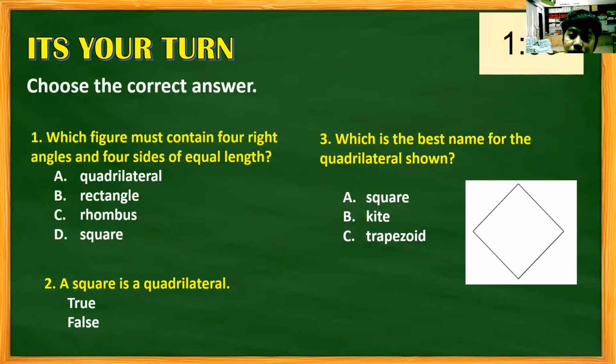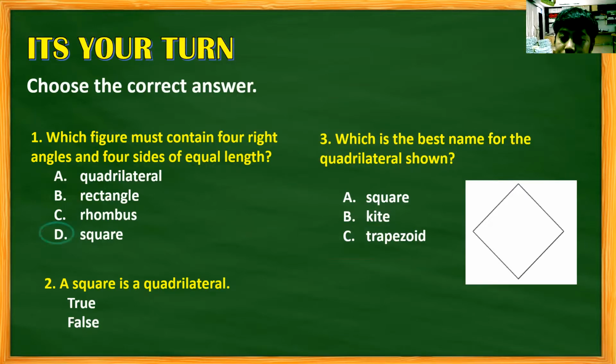It's your turn. Which figure must contain four right angles and four sides with equal length? Okay. What do you call this one? That's letter D. It's a square. A square is a quadrilateral. Yes or no, true or false? That's true. Yes, it's a kind of quadrilateral.